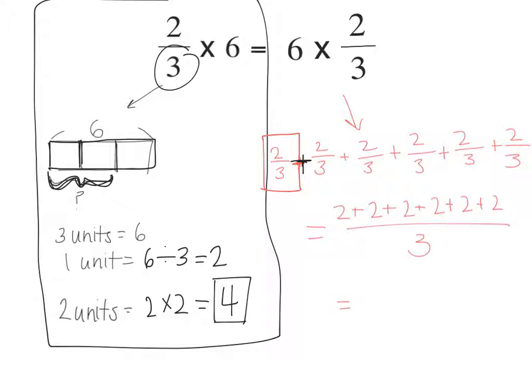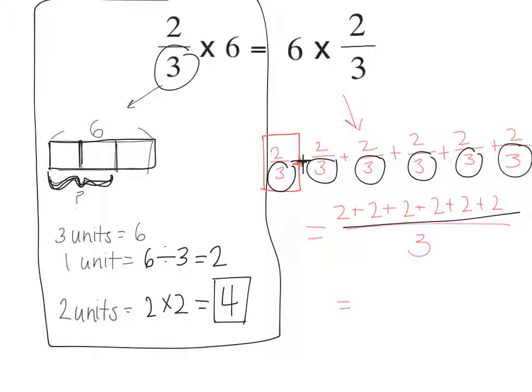We need to look at the denominator. Are the denominators all the same? Yeah. So if they're all the same, is that the same as 2 plus 2 plus 2 plus 2 plus 2 plus 2 all over 3?